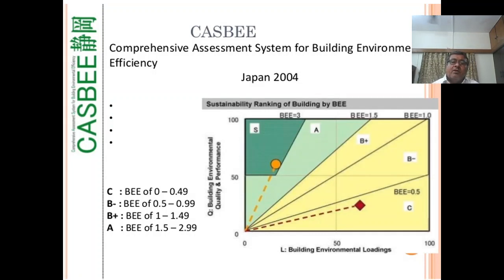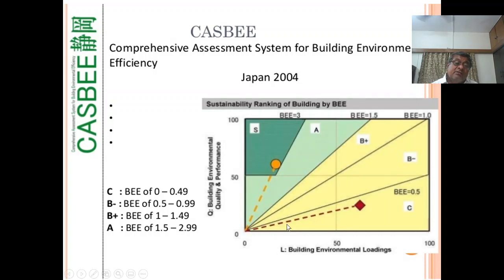CASBEE, Comprehensive Assessment System for Building Environment Efficiency, was designed by Japan in the year 2004. They have given a graph for CASBEE and sustainability rating of a building by BEE, that is building environment efficiency. On the x-axis it is L, building environment loading, and on the y-axis Q, building environment quality and performance. Both run from 0 to 100, of course percentage.